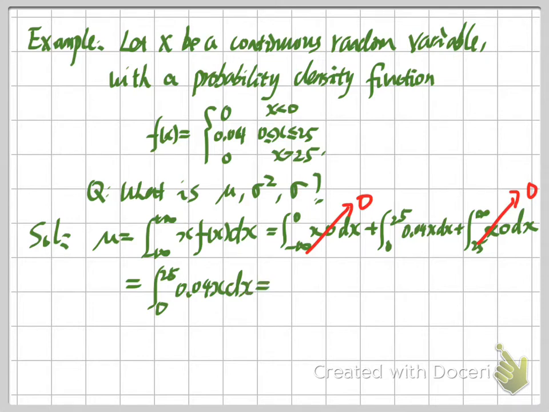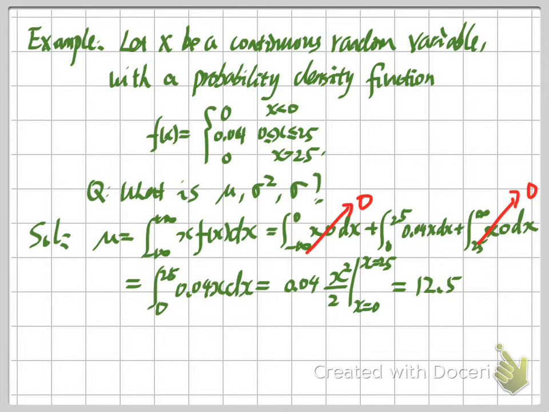Now we need our knowledge of calculus. To compute this by the integral of calculus, we find it is equal to this equation. After computing, we get the answer of 12.5. So this is the answer for this part, and this is how we can compute the mean or expected value of our continuous random variable.